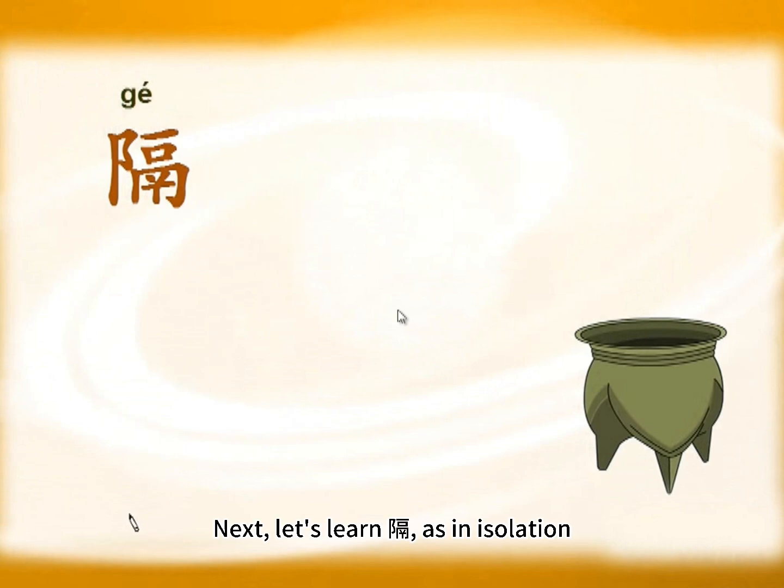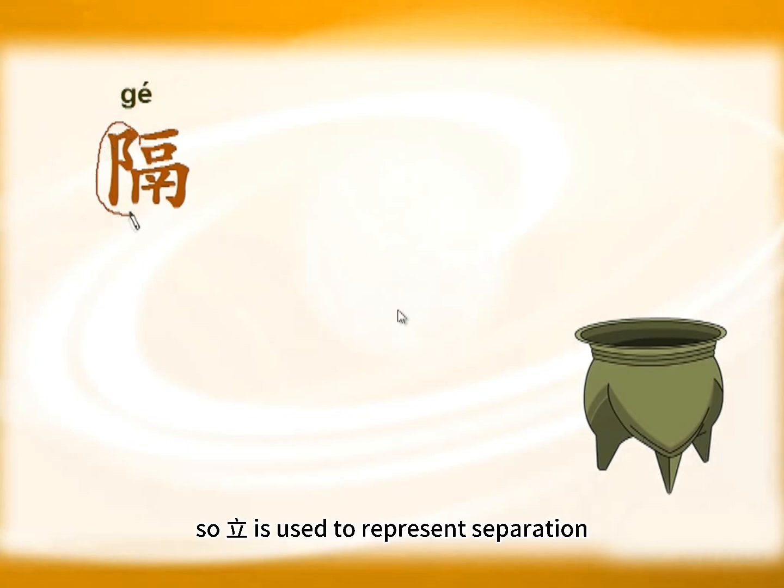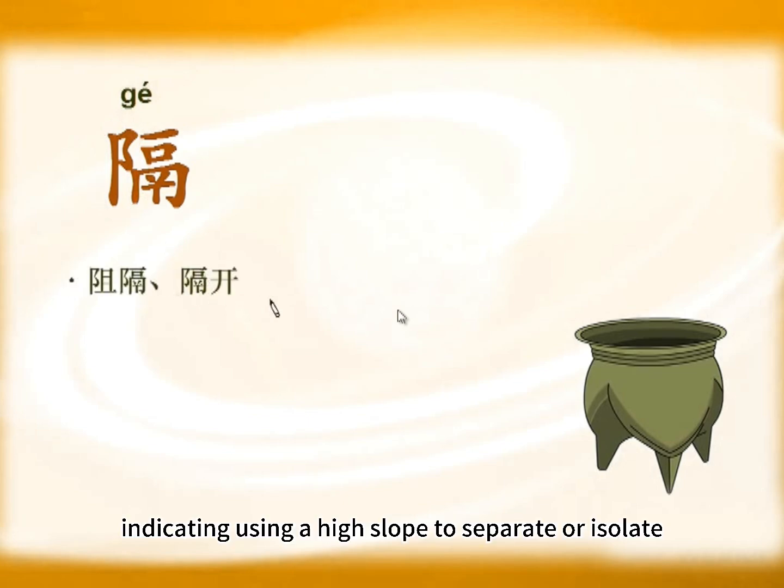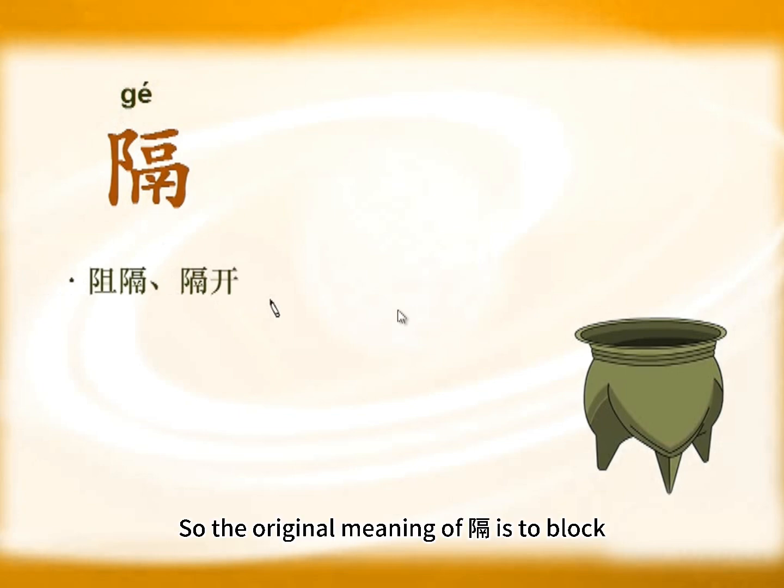Next, let's learn ge, as in isolation. We said li is a cooking tool. It has 3 feet, like ding. Ding stands separately, so li is used to represent separation. Plus a left ear radical. The left ear radical means high slope, indicating using a high slope to separate or isolate. So the original meaning of ge is to block.